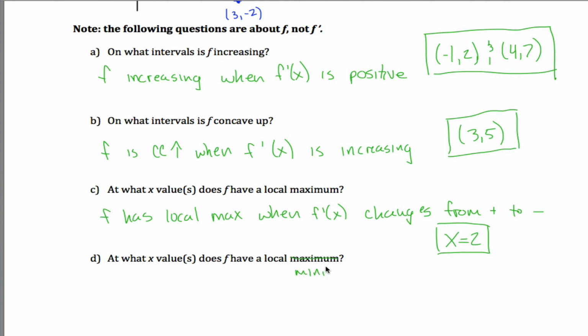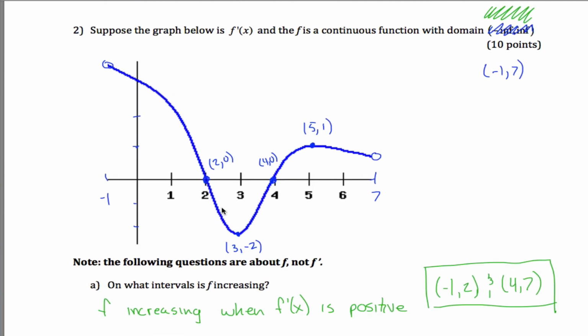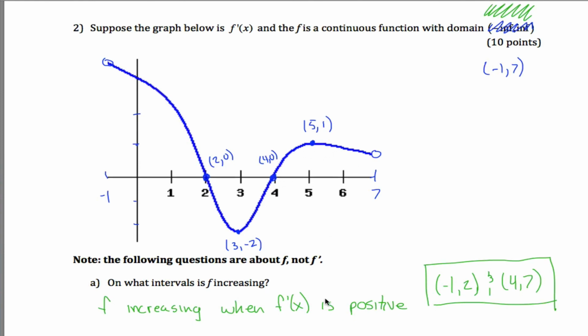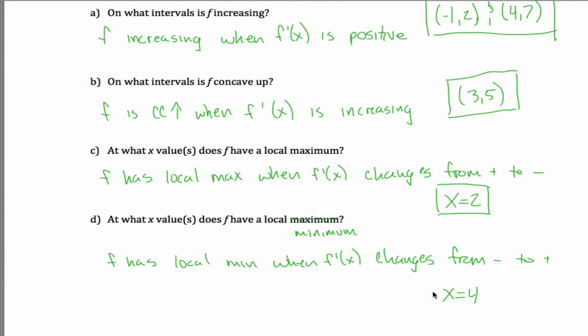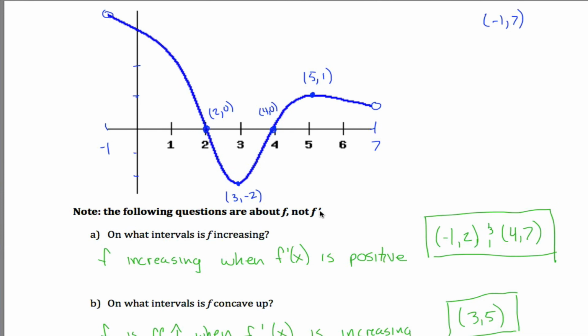How about a local minimum? Well, f has a local min when f prime changes from negative to positive. Kind of the same argument, except backwards. If the derivative is negative, the function's going down. If it was going down and then it starts going up, that point where it switched from going down to up is a local minimum. So looking at our picture, the derivative is negative throughout here, but then it's positive here. At x equals 4, it switches. So I would say it has a local minimum at x equals 4. And I guess that's the end of this quiz.